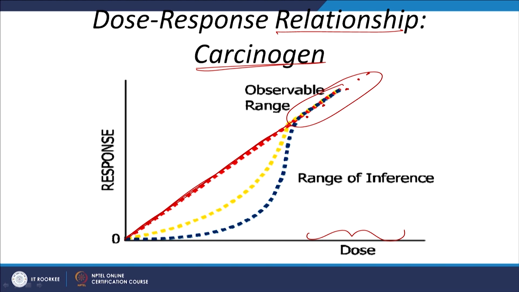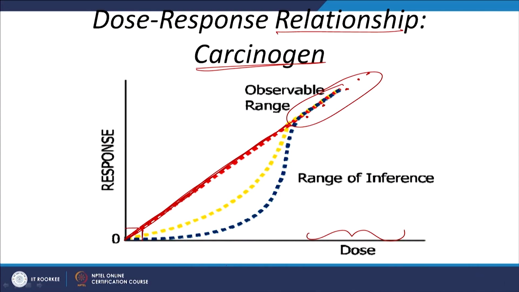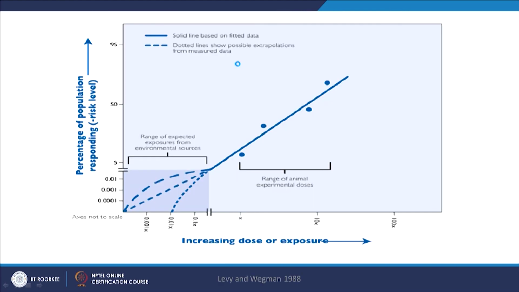Here they assume or take the most conservative estimate that even at low doses, the behavior between the dose and the response is linear. So even at very low doses, we assume that there is always going to be some carcinogenic response. So that's the key aspect with respect to carcinogens, and again, the linearized multi-stage model.